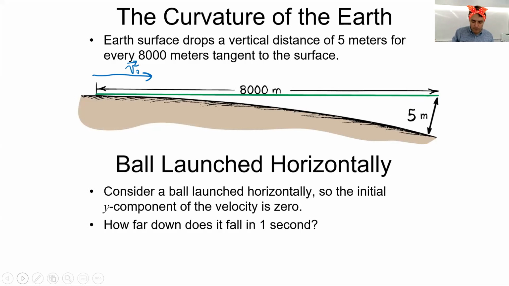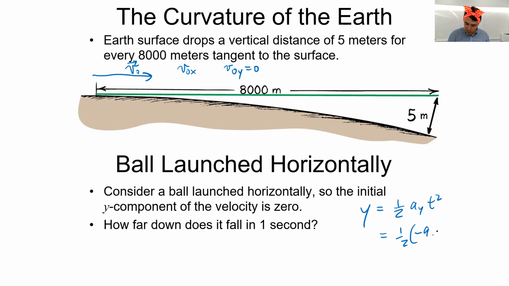Okay. How far does it fall in 1 second? Well, so this is V0x, so V0y is 0. So that means that y is going to be 1/2 times a sub y times t squared. A sub y is negative g, so it's going to be 1/2 times negative 9.8 times 1 second squared. You're going to get negative 4.9 meters. So about 5 meters down.